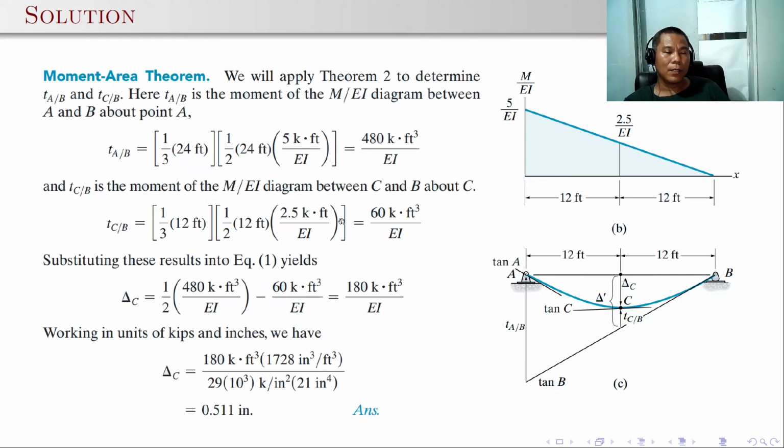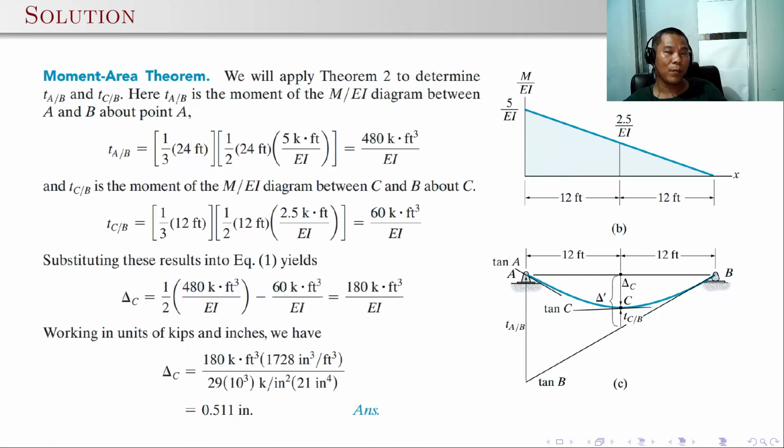If we substitute this in the equation that we have derived using ratio and proportion, we can compute for delta C. That's 180 kN·m³ over EI. Take note again with the working units in kips and inches, and substituting the values of E and I, you will be able to compute for delta C. That's 0.511. And so this is the point that I was telling earlier, that in general you cannot just directly compute the deflection using the moment area theory. You have to look into the geometry of the elastic curve.